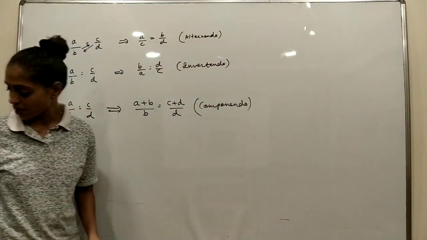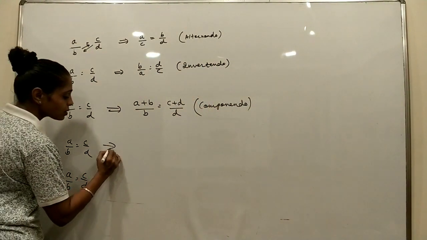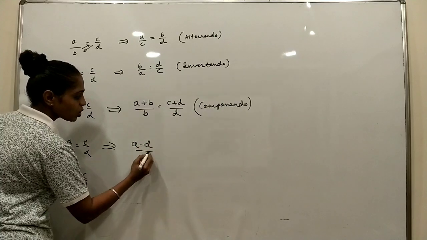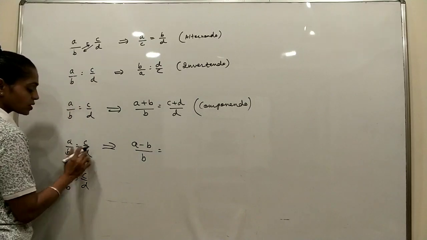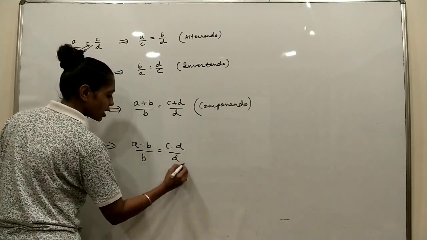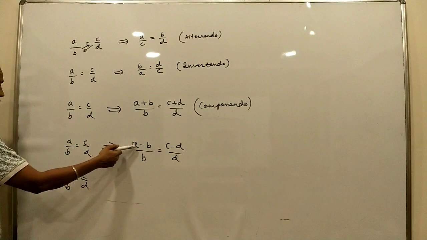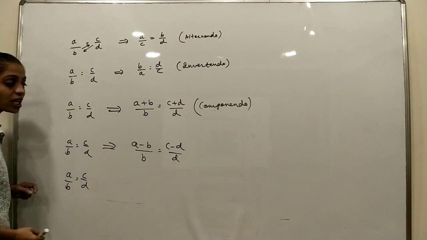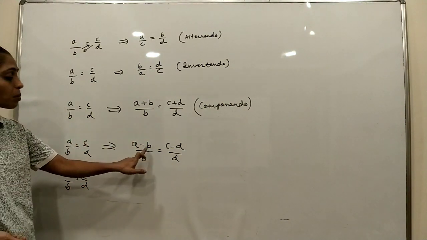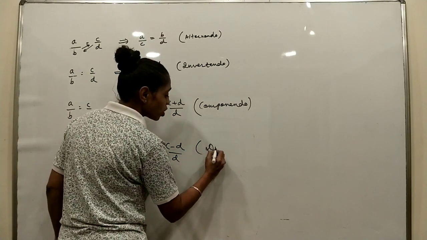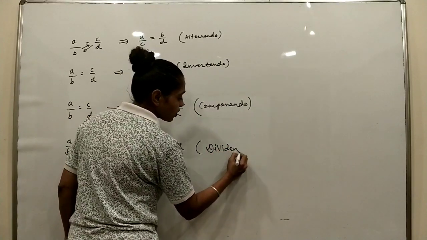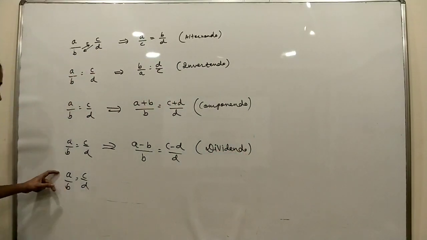Now numerator minus denominator. Numerator minus denominator. A minus B upon B and C minus D upon D. What I did? Yani numerator minus denominator. Numerator minus denominator. This is known as dividendo. Dividendo.